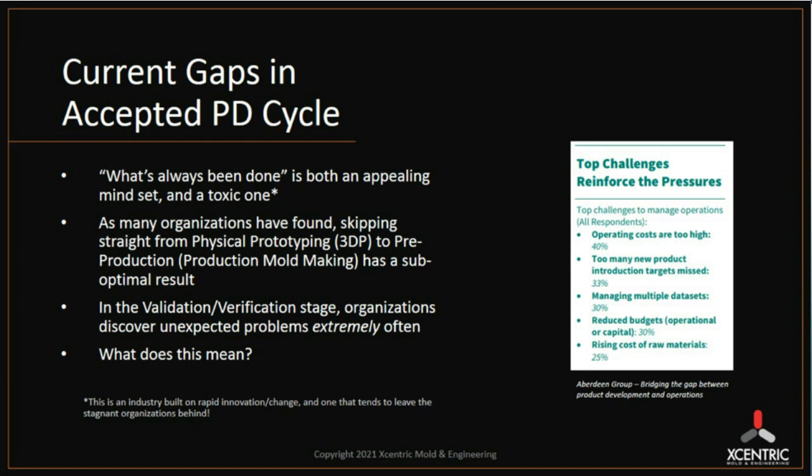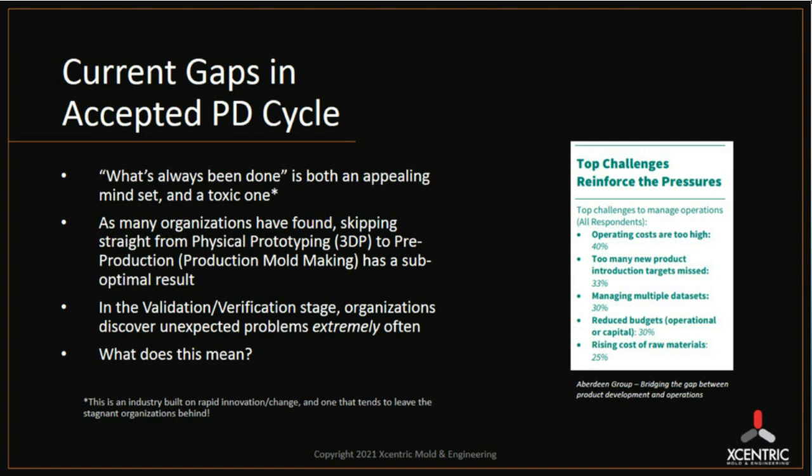They're managing multiple data sets to try to figure all this out. They're working on reduced budgets, operational or capital, and they're seeing rising costs of raw materials. So what's always been done is certainly appealing, but the way it's always been done creates all these challenges you're seeing on the right: going past your target date for going to market, running high on your operating costs and budgets, having to manage a diverse bunch of data to get to market in the correct way and successfully.